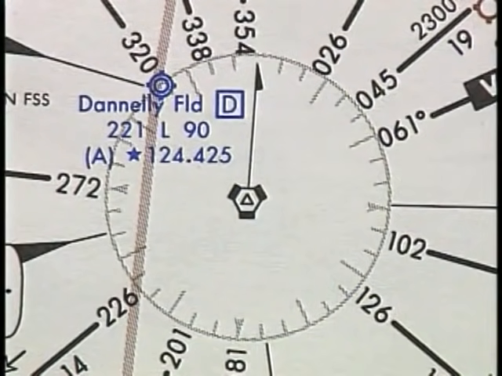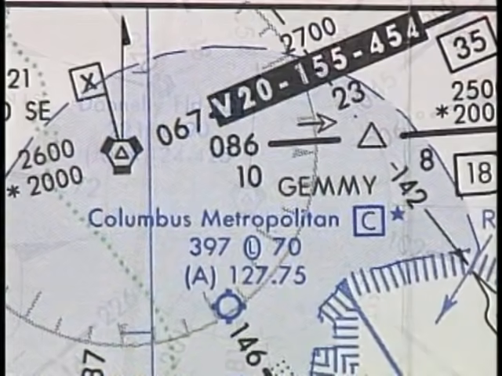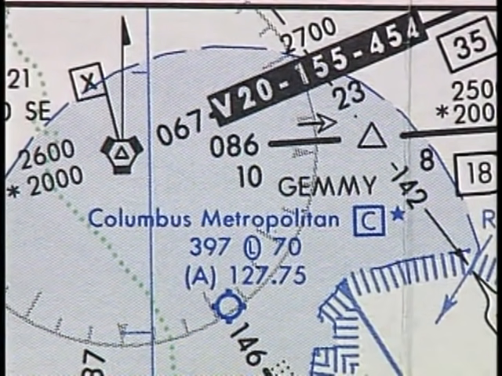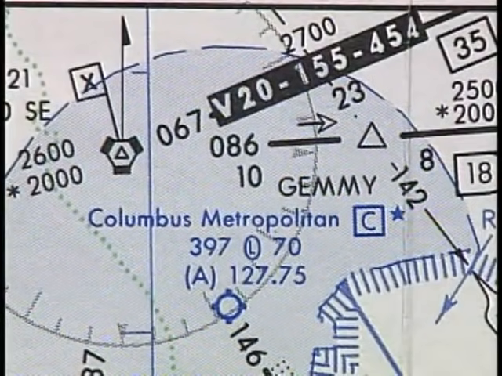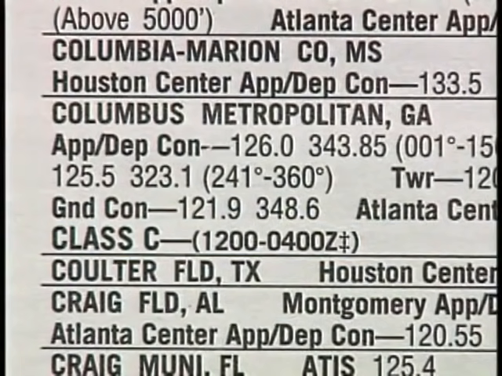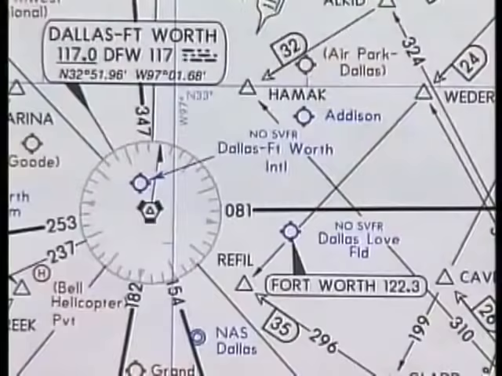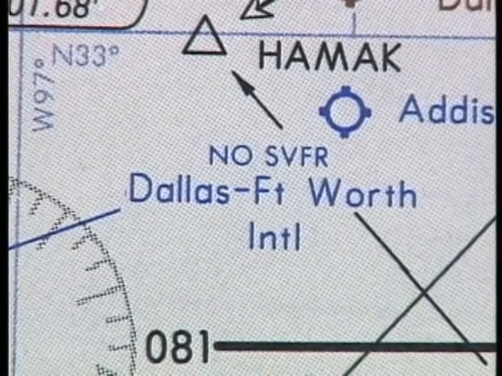Airports surrounded by Class D airspace will have a D inside a box after the name. Likewise, the primary airport of a Class C airspace area is depicted with a C. If the airspace is part-time, a star appears after the box. Information about the hours of operation can be found in the voice communication table, which is usually located on a chart panel near the legend. Areas in which fixed-wing special VFR flights are prohibited are indicated by the notation "No SVFR" above the airport name.